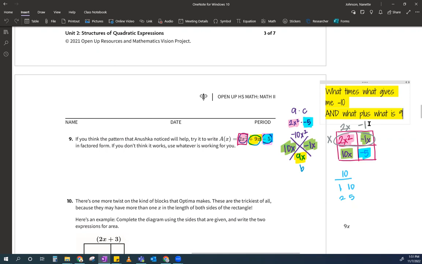Very good. Got more people participating. Thank you for participating. It helps a ton. Okay. So then the last little piece that I need to fill in is this. So 2X times what gives me 10X? Yeah, just 5. Very, very good. So then now this should be making just a little bit more sense.